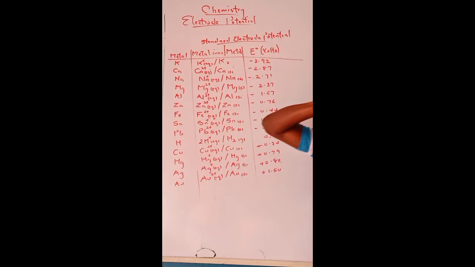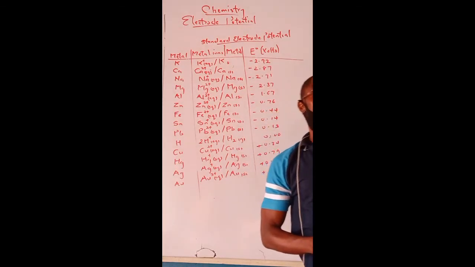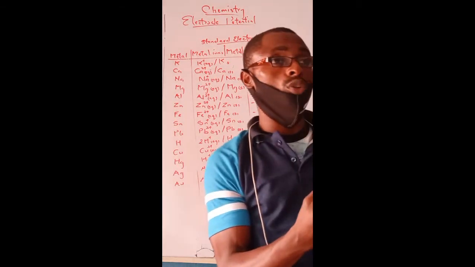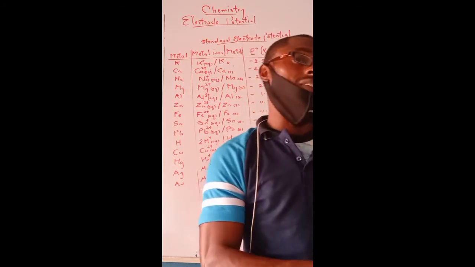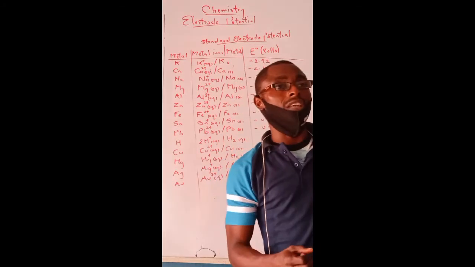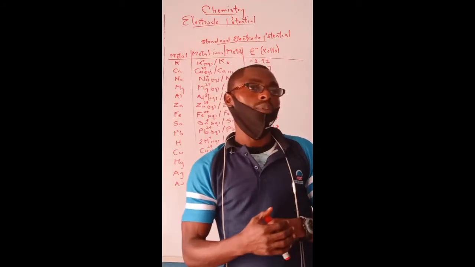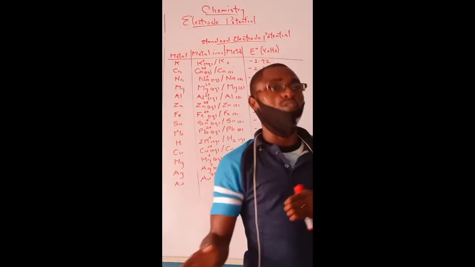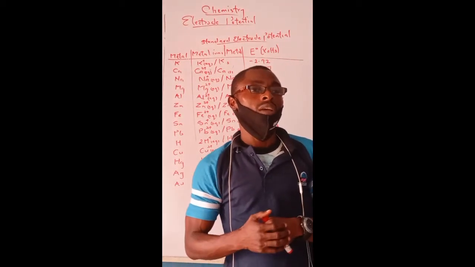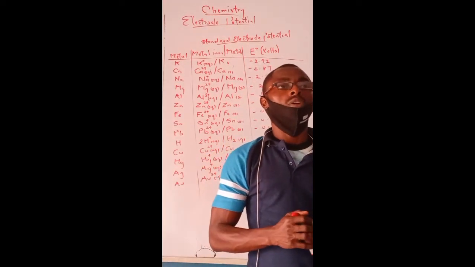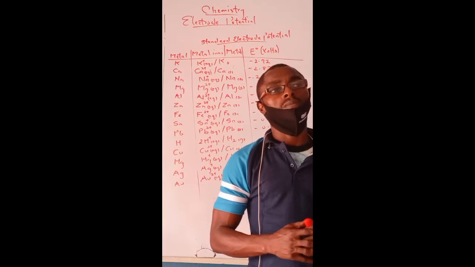Electrode potential. Now, if a metal is dipped into a solution containing its ions, for example zinc, you drop zinc metal in zinc sulfate. This zinc will dissolve to form an ion, and the metal will thus accept a lot of electrons to become negatively charged.